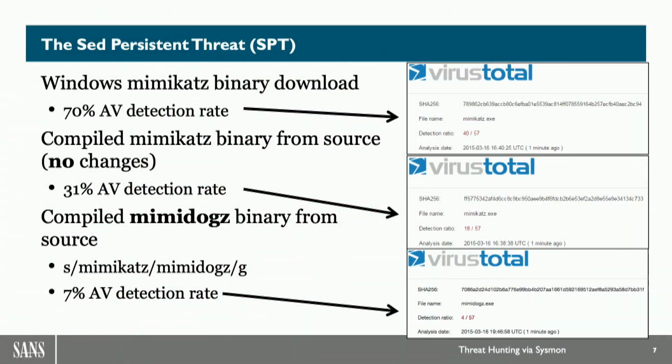So I was in my lab, and I was reading about this, and I thought, well, how hard is that? How hard is it to alter Mimikatz to evade antivirus detection? So I downloaded Mimikatz from Benjamin Delpy's site, the actual EXE, 70% detection, right? Pretty good. And then I compiled from source. I made no changes whatsoever. I simply compiled it from source, and over half the vendors can no longer detect Mimikatz.